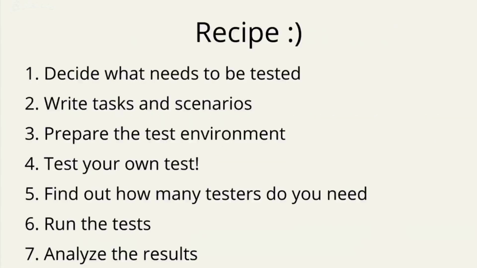This is my recipe. We have to decide which features we need to be tested to start improving the usability. And then we write a script to our test called tasks and scenarios. And after that, we prepare the test environment with what is needed. And we test our own test to see if it makes sense, if the user can get through the paths. And then we find out how many testers we'll need. We run the test with them, and finally we analyze the results.